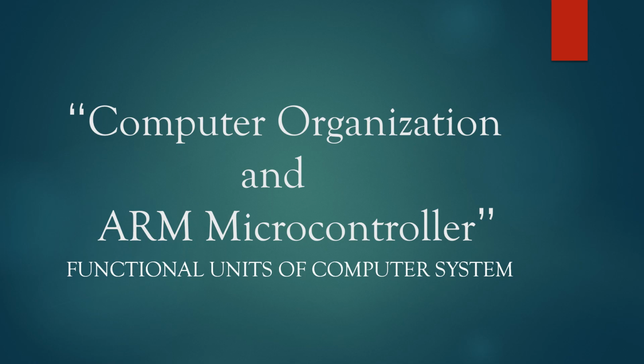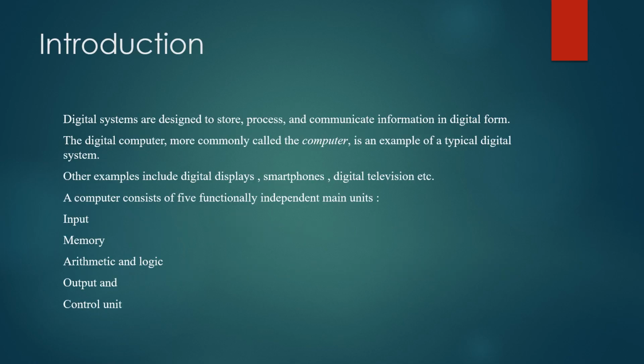In this video, I'll be talking about various components of a general purpose computer, what their functions are, and how the functional units are interconnected. So let us begin. We always talk about a digital computer when we are talking about any digital system. A general purpose computer is a well-known example of a digital system. Other examples of digital systems are digital displays, smartphones, or digital television.